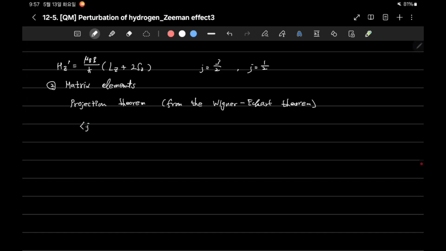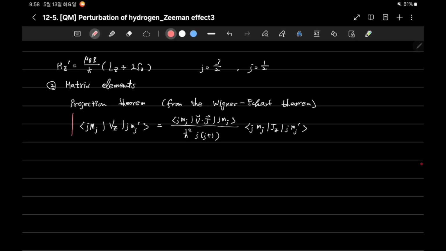For any kind of vector V, the matrix elements of V_q between states j m_j and j m_j prime can be written as the matrix element of V dot J, over h bar squared j(j plus 1), times the matrix element of J_q. This is the projection theorem, stated without proof. Here V means any kind of vector, and V_q is the q component of the vector.